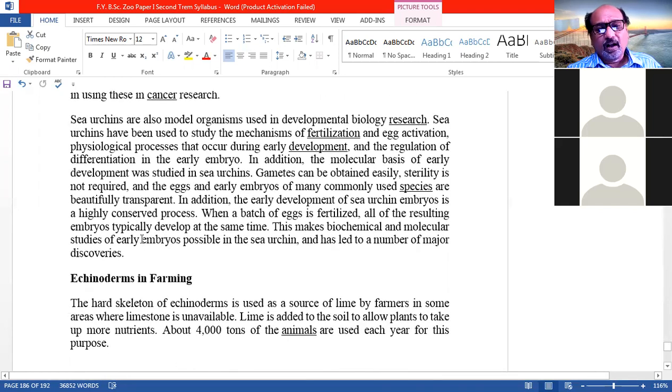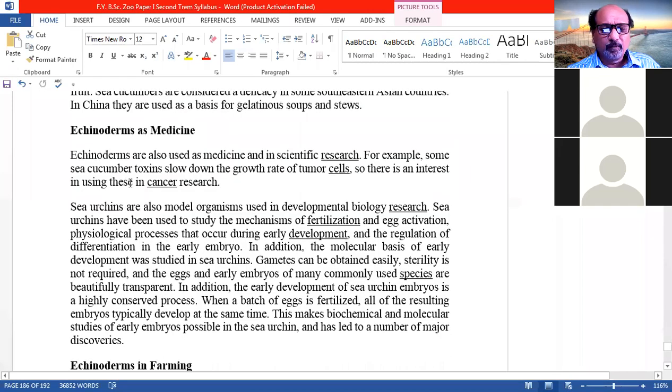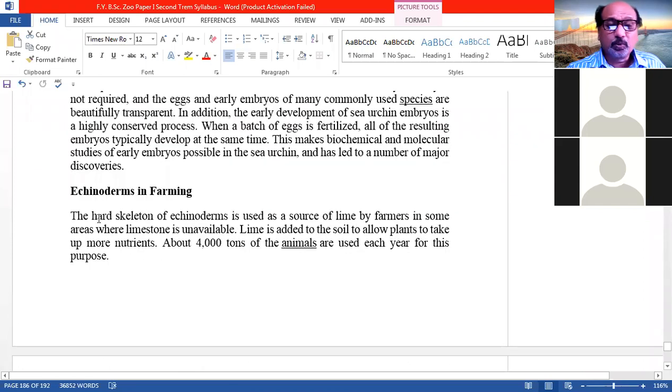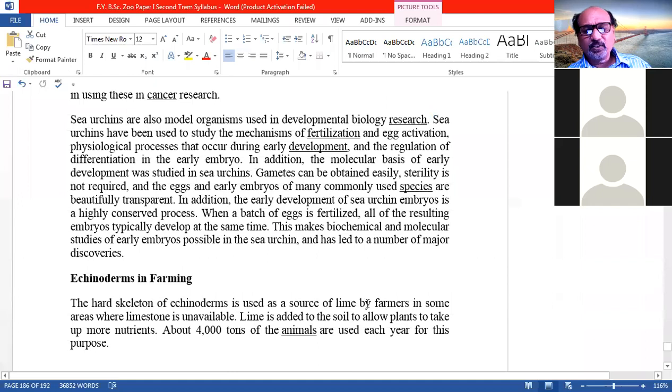So echinoderms are also used in farming. Like their medical value, they have value in farming also. In farming, lime is required by farmers, and lime is obtained from echinoderms. So limestone is available. Lime is added to the soil to allow the plants to take up more nutrients. About 4,000 tons of the animals are used each year for this purpose. Echinoderms can produce lime, that is nothing but calcium carbonate material, and lime is used by farmers.